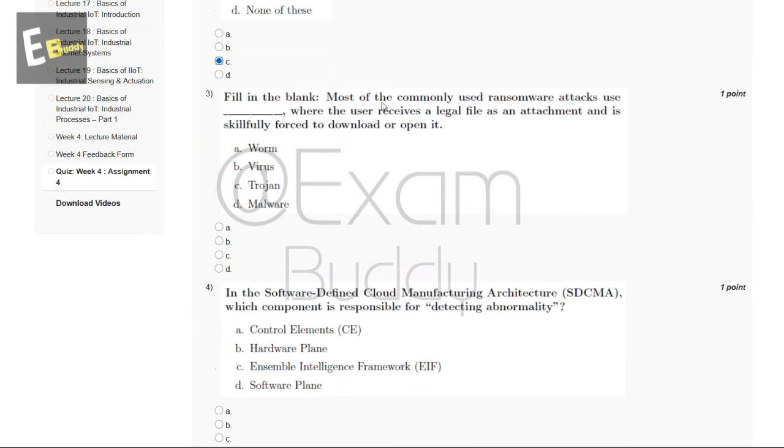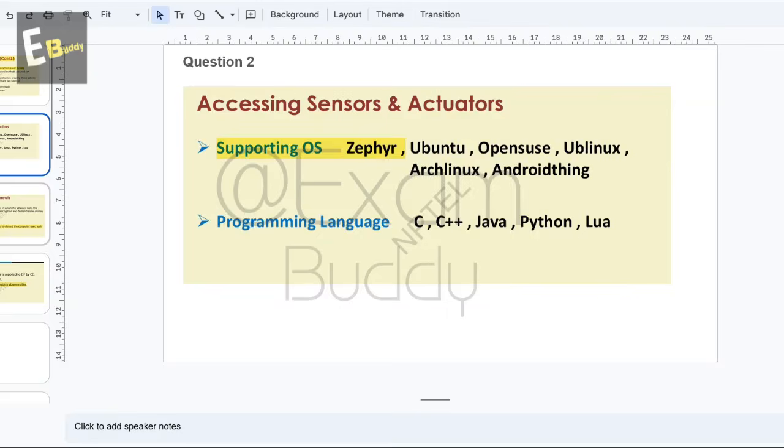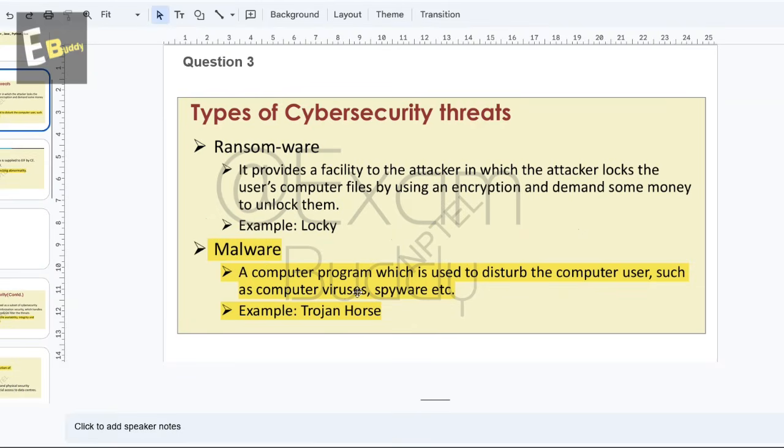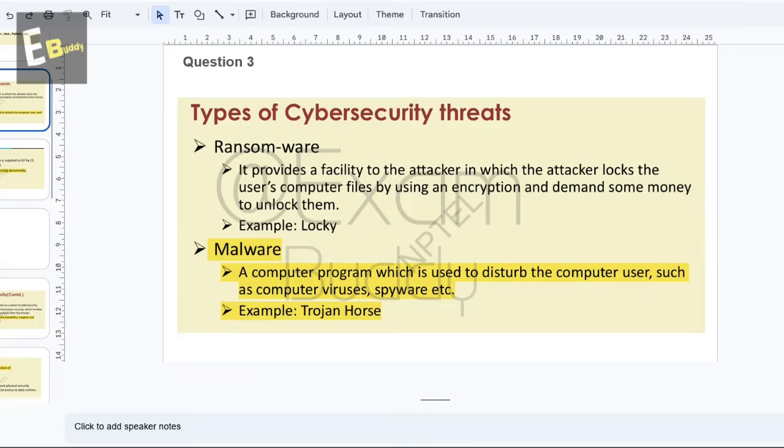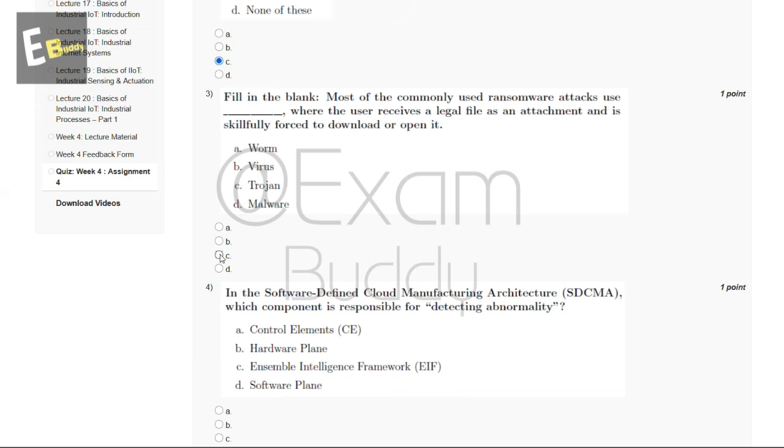Fill in the blank. Most of the commonly used ransomware attacks use dash, where the user receives a legal file as an attachment and is skillfully forced to download or open it. So these are the options. And now let's check the explanation. The explanation says malware, a computer program which is used to disturb the computer user, such as computer viruses, spyware, etc. Example, Trojan horse. So the answer of our third question is C, Trojan. And now let's go to our question number 4.